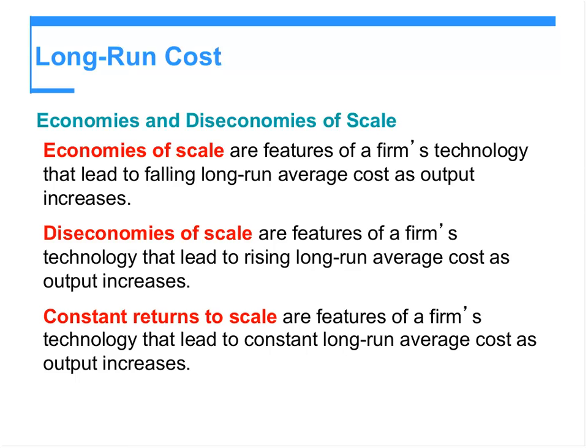But we have to make sure this is not more than enough. So then this economy of scale happens. It means after more than enough, you increase the number of production, you may end up having the cost increase rather than decrease. So economies of scale are features of the firm's technology that lead to rising long-run average cost as output increases.